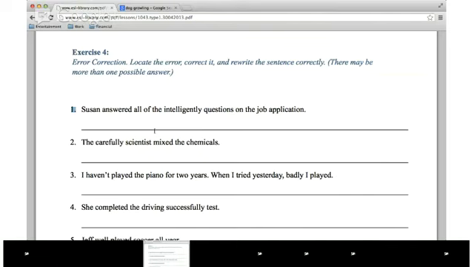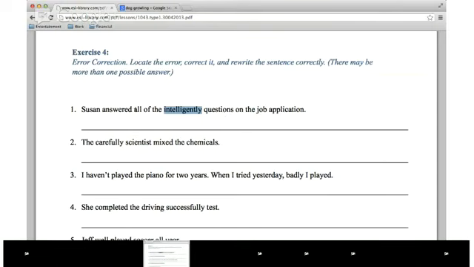Okay, what would we need to fix here? Okay, so intelligently, and what's wrong with it? It's wrong because it modifies questions and it is a noun. So we have to modify the verb which is answered. We have to say Susan answered intelligently all of the questions on the job application.